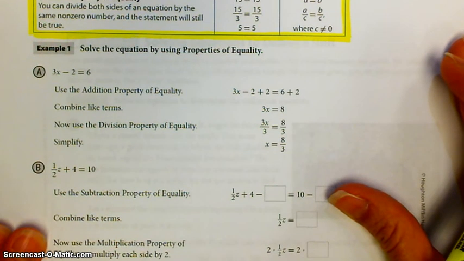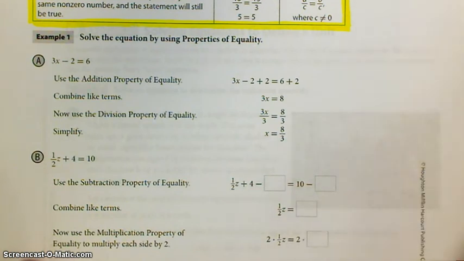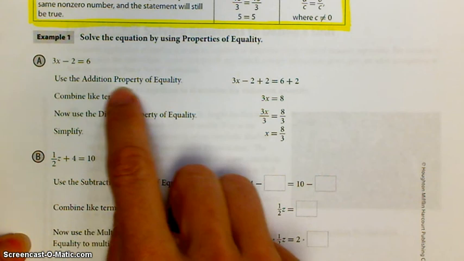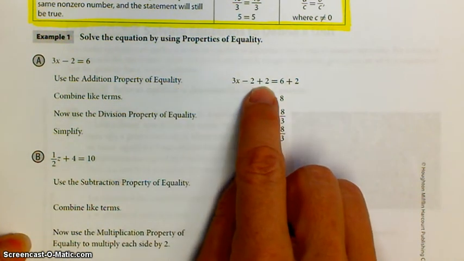Okay, and now we get kind of down to business, solving using the properties of equality, basically meaning whatever I do to one side, I do to the other. So I have 3x minus 2 is equal to 6. It says use the addition property of equality. So minus 2, I'm going to do the opposite to move it.